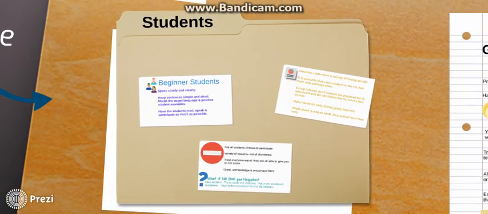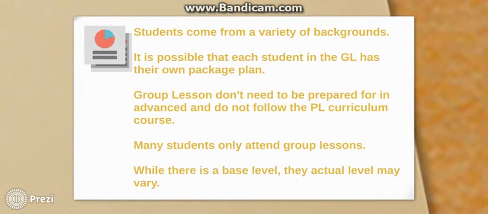Let's talk about our students just briefly. So remember that they come from a variety of backgrounds. It is possible that each student entering the group lesson has their own package. So it's not like they need to come to class prepared, as our private lesson students often do. Many students only attend group lessons, and while there is one level they should be at, the actual level they are may vary somewhat.